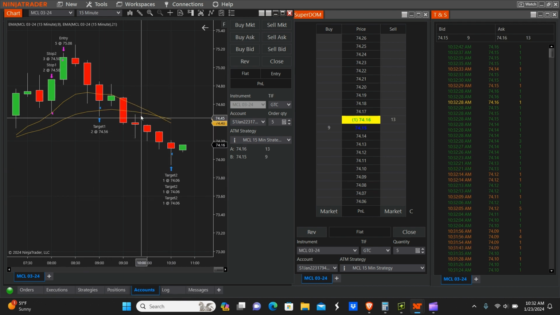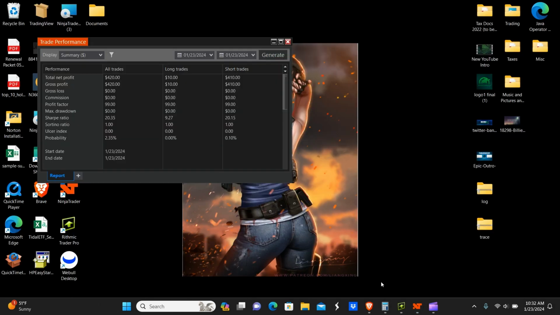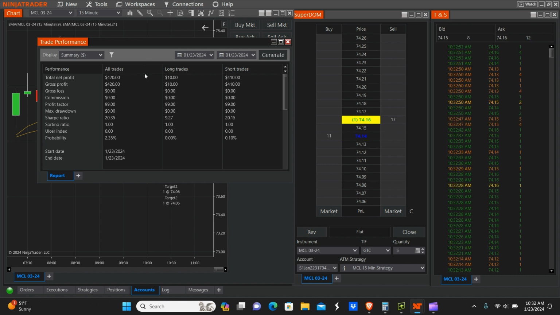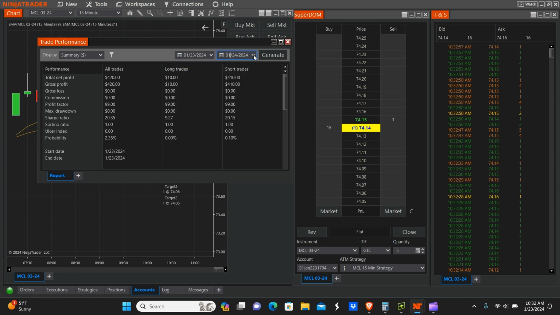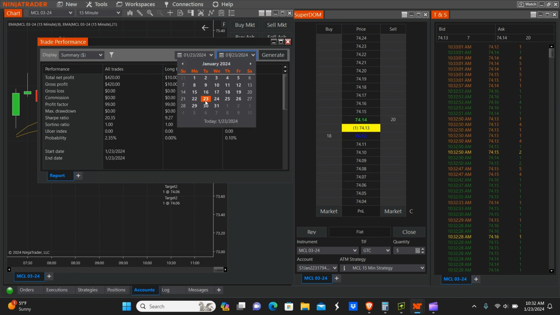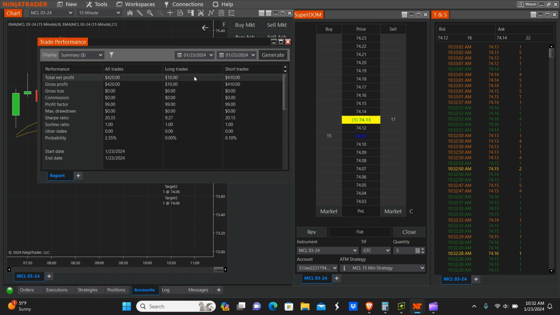Which made us, I believe, roughly a total profit of, I think, $400. As you guys can see here on the trade performance on the day, this is today. This is live, just so y'all know. This is not some kind of screenshot or something. This is the real deal. So we made $410 on the short side and $10 on the long side.